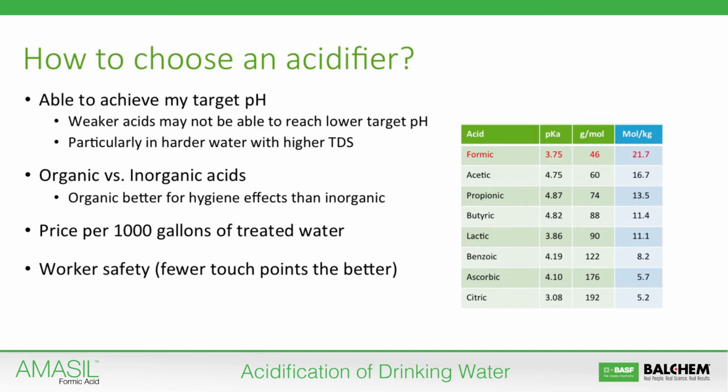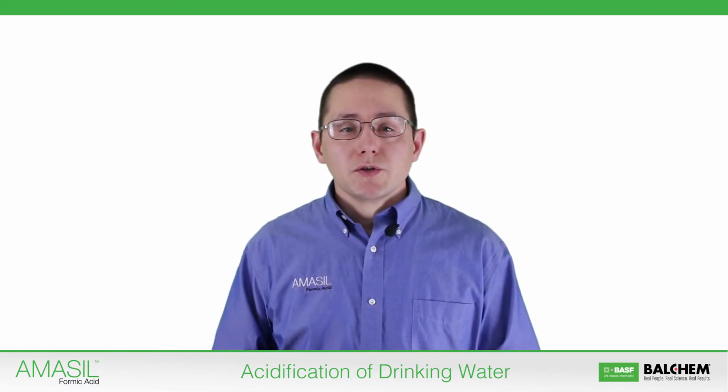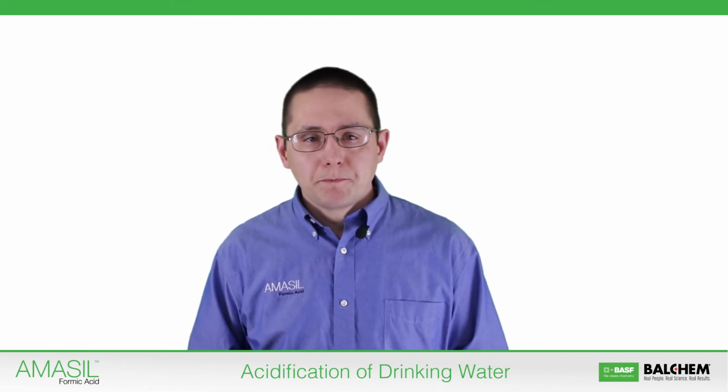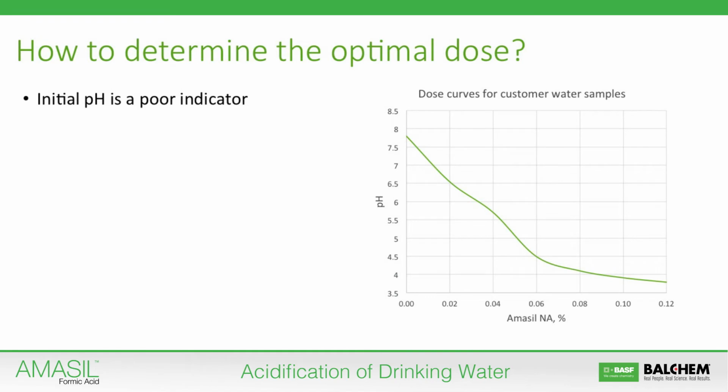Obviously, you're running a business. Price is what matters. What's the price per 1,000 gallons of treated water once you've figured out how much will be needed of these different acids that you might be looking at to get where you want to go? And then worker safety. The fewer touch points, the better. You want this to be something that the producers can do and kind of forget about, because the more they have to touch it, the less likely it is to get done every time the way you want it done. So say you've decided that you wanted to acidify, you wanted to use Amasil A, for example. Well, then the next question is how do you determine the optimal dose?